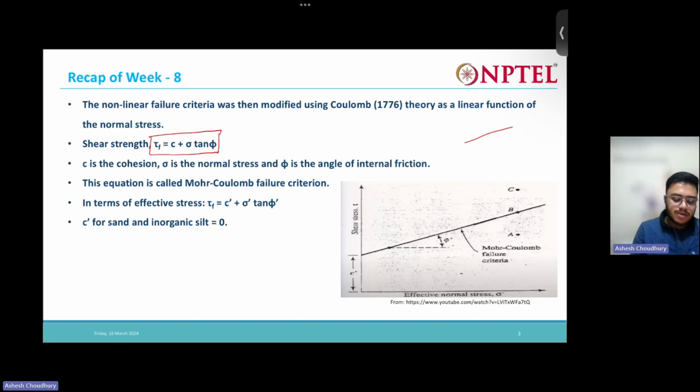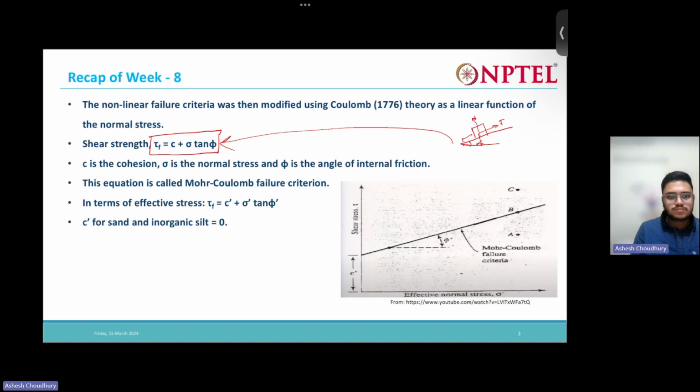Coulomb's theory, if you remember your friction chapter, you had a sliding block and an angle of repose. The angle of repose is where the block just overcomes the friction and tends to slide. You had weight acting like this, friction acting backwards, and normal force acting like this. From there we came to this term.